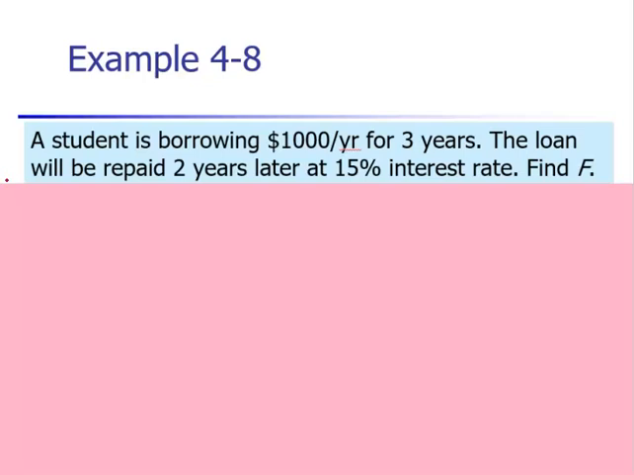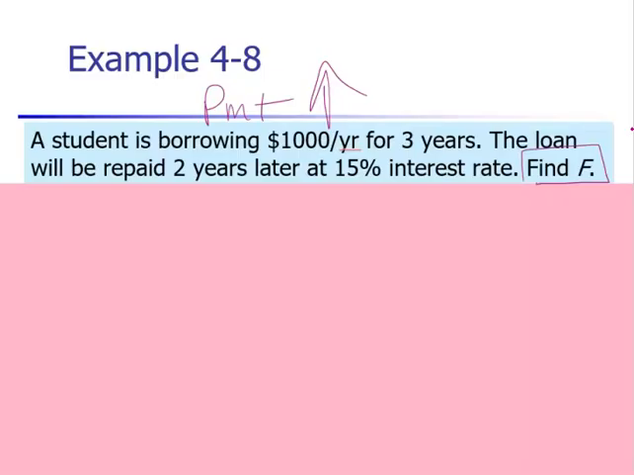A student is borrowing $1,000 per year for 3 years. So here we have payment. And since it is borrowing, it is getting money upward. The loan will be repaid 2 years later. So 2 years after these 3 years at 15% interest rate. Find F. So it is asking you how much the student needs to pay after 5 years.